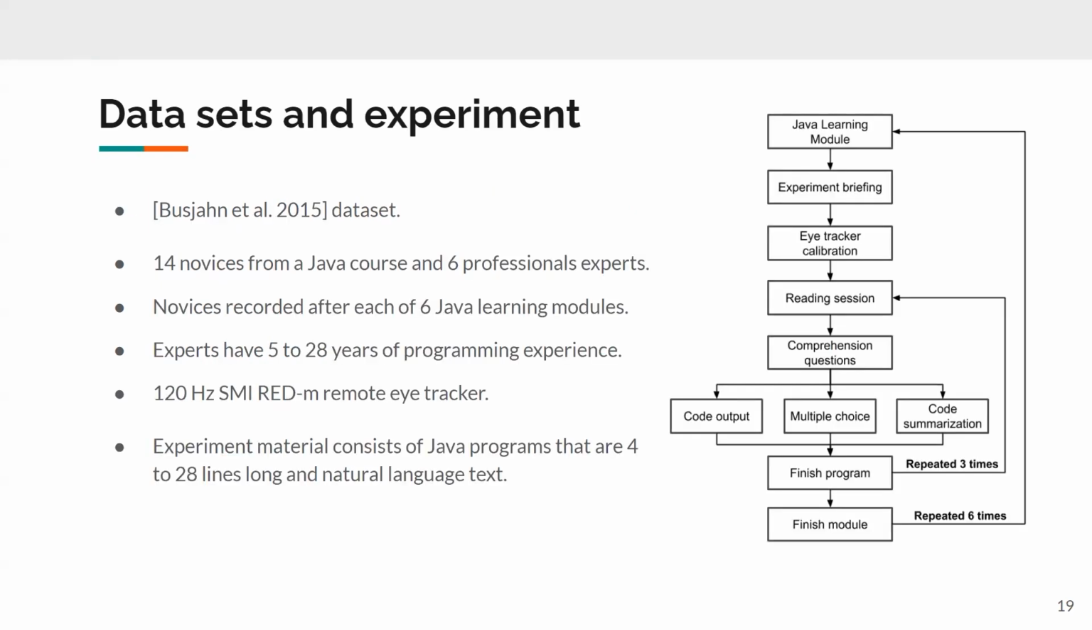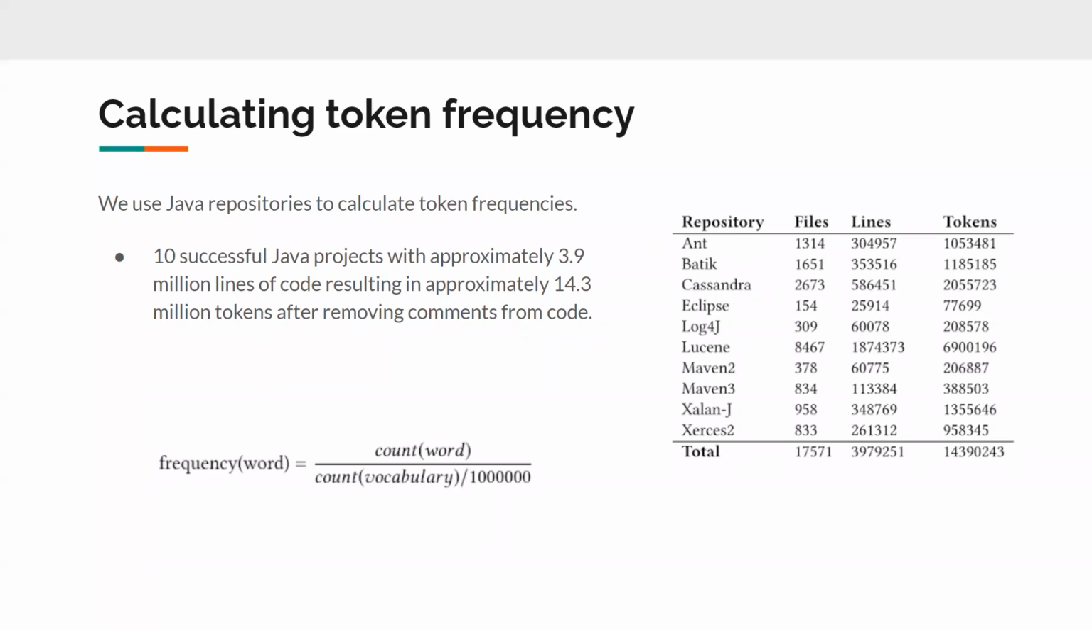To study these effects in source code, we use an existing eye movement dataset of 14 novice Java programmers and 6 experts. The novices were recorded after each learning module with 6 modules in total. The experts, who had a programming experience between 5 and 28 years, were recorded only once. The experiment material consisted of Java programs between 4 and 28 lines of code.